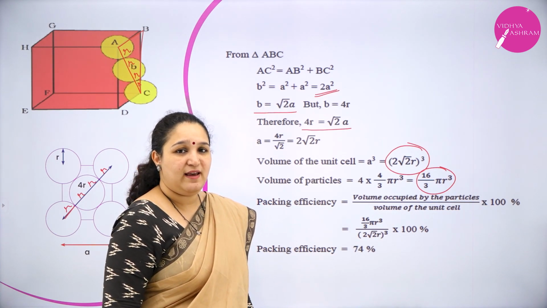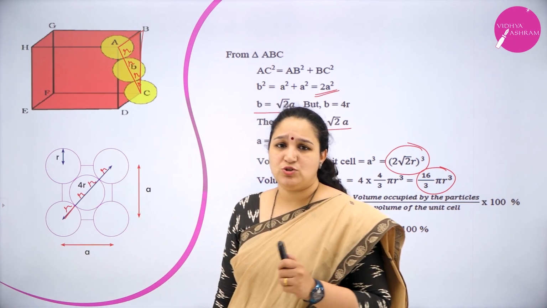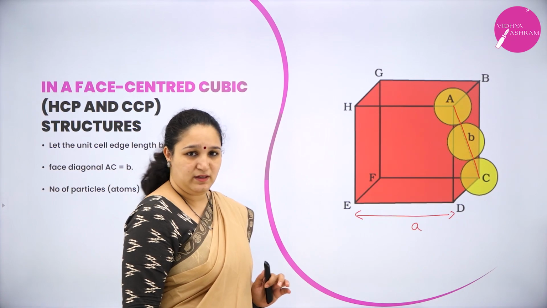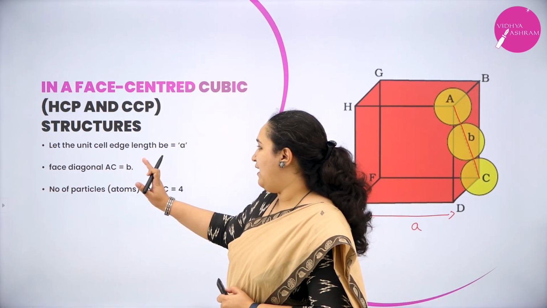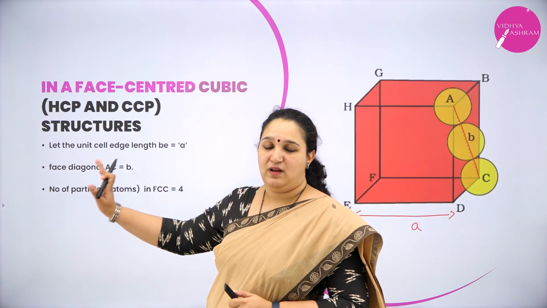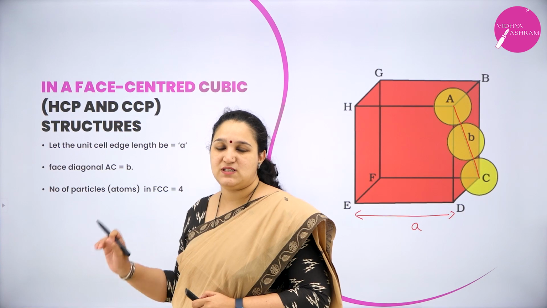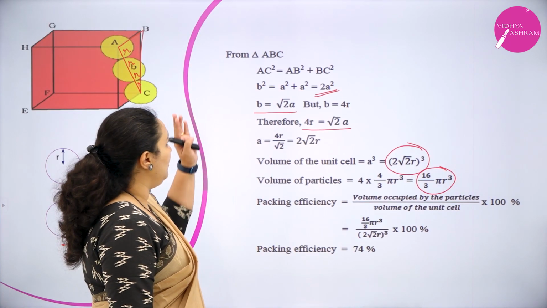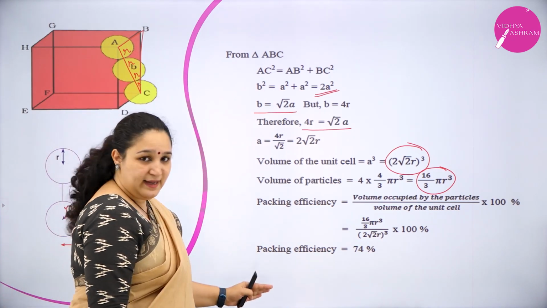So for this derivation, you have 3 marks. You are supposed to draw the diagram. You are supposed to draw this diagram. Okay. Then you will write, let the unit cell have edge length A, face diagonal B, number of particles in FCC is equal to 4. Then you will continue from the triangle ABC, and then you will write the entire thing.